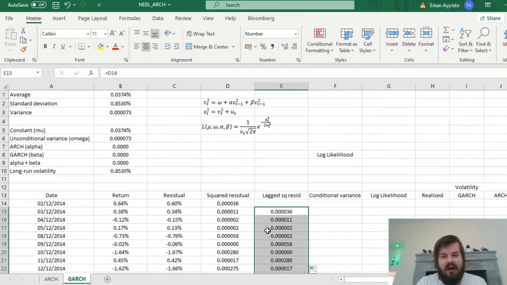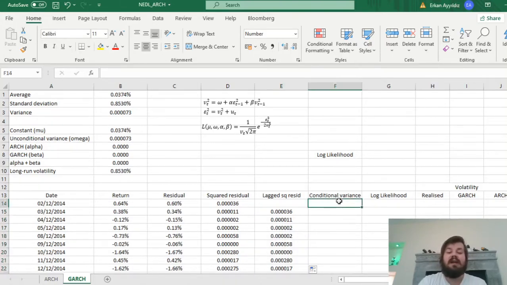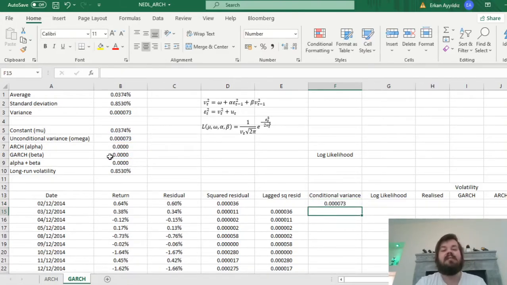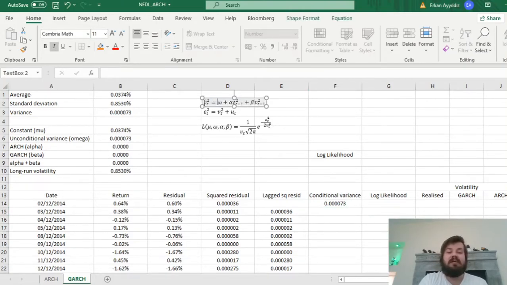Just as in GARCH model calibration, we have an issue that we don't really know what the conditional variance at the start of our observation period is. And the go-to assumption to make is that the conditional variance at the first observation is equal to the long-run variance. And here we can just input unconditional variance divided by 1 minus alpha minus beta. So at the start, our conditional variance is equal to the long-run variance, and then it behaves according to the autoregressive process specified by the formula over here.